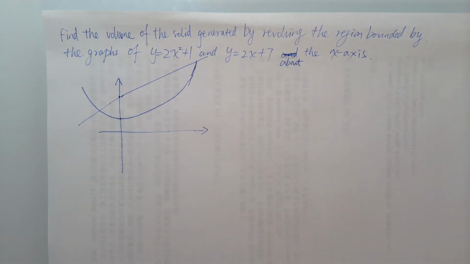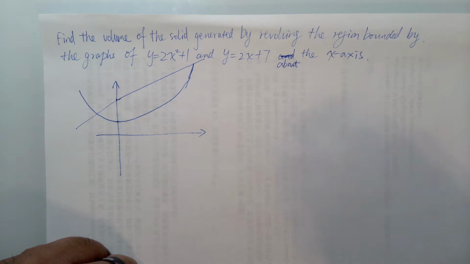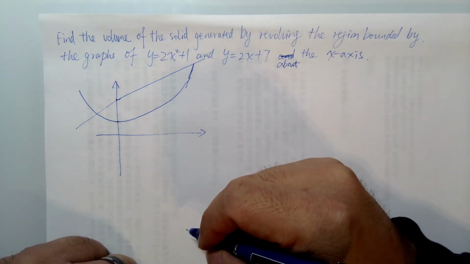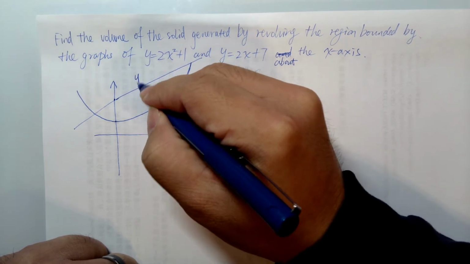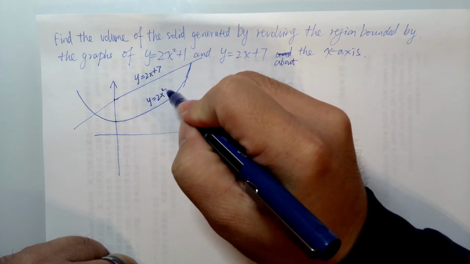All right, so first, let's look at this problem. Find the volume of the solid generated by revolving the region bounded by the graphs y equals 2x squared plus 1, which is a parabola, and also y equals 2x plus 7, about the x-axis. So basically we know that this is y equals 2x plus 7. This is y equals 2x squared plus 1, right?